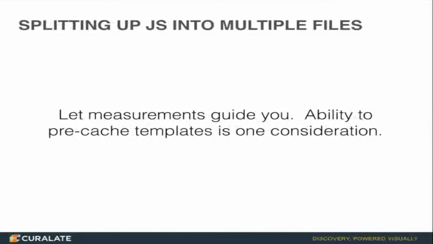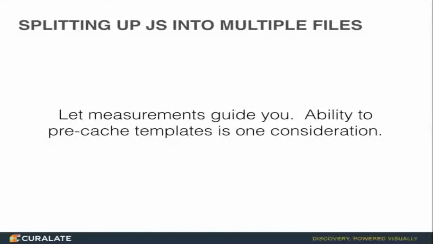Another one here, so this is something that we haven't done yet, but I wanted to bring it up because it's a good example that we found where letting measurements guide you is really the approach to performance. So we don't split up our JS into multiple files. We have one file for our libraries, one file for our custom code. It's been like that for a while, and we haven't considered splitting up the JS yet. But one thing we did consider was pre-caching all our templates. So in Angular, there's a template cache, and you can pre-cache templates using your tool chain. So like there's a Gulp plugin for it.